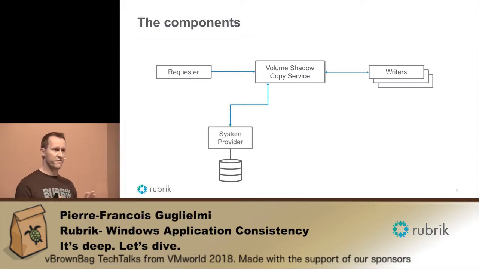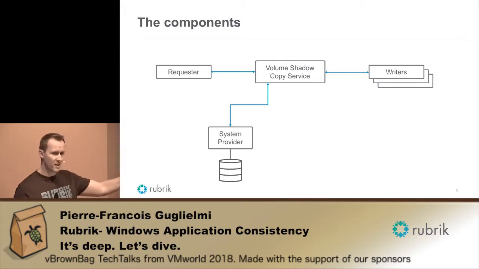And once everything has been prepared, then the request to create the actual volume shadow copy is done through the service. And this is the role of the provider. The provider is the component that interacts with everything that is related to disk. Okay, and the volume shadow copy is basically a volume operation.